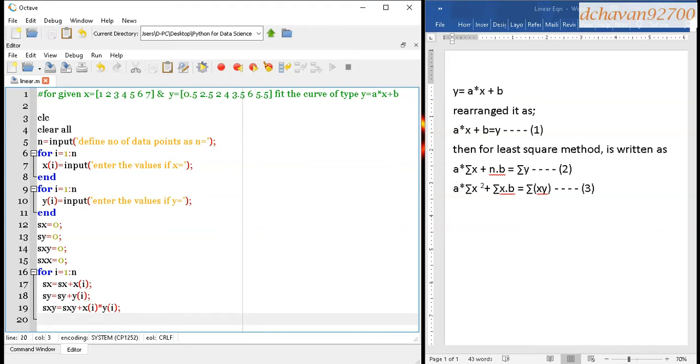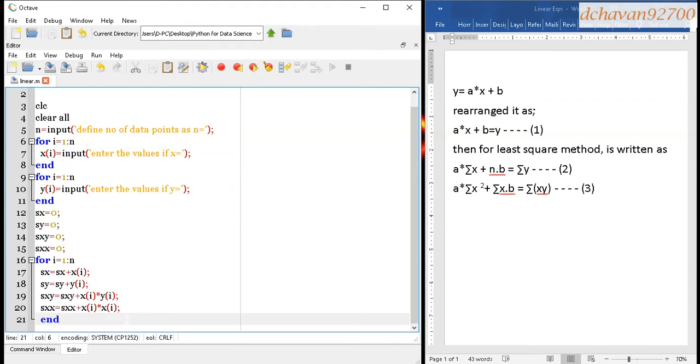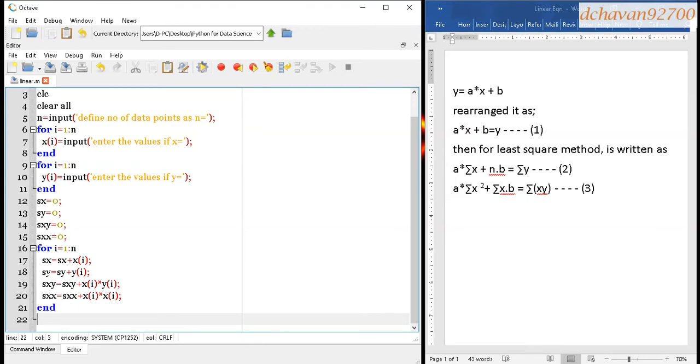Okay, and then last we're going to define sx square. So sx square is equals to s double x, s double x equals to s double x plus x of I into x of I. Now here we end it. Okay, then next, now how is this going to be executed?